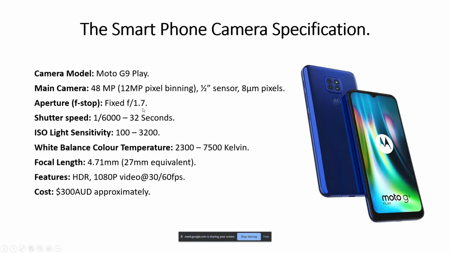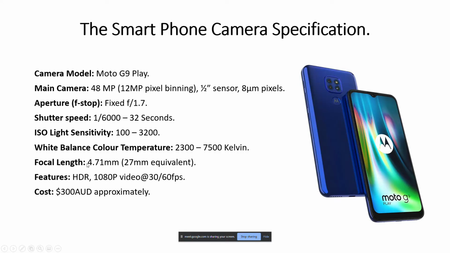Most smartphones have a fixed aperture. So mine's an f1.7. iPhones might be a little bit different, but generally they're fixed. Maybe some of the new phones have a slight variation, so maybe it can go from f1.7 to 2 point something. All these settings here, so shutter speed, ISO sensitivity, and white balance, color temperatures are pretty standard, but yeah, they can be changed.